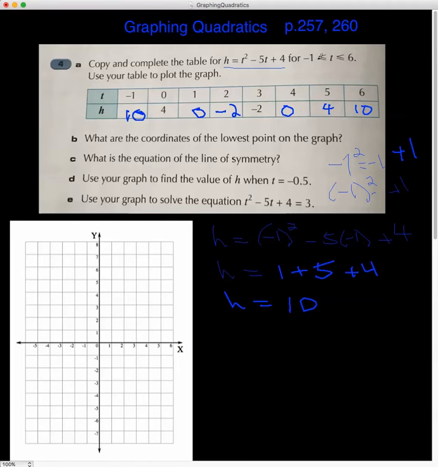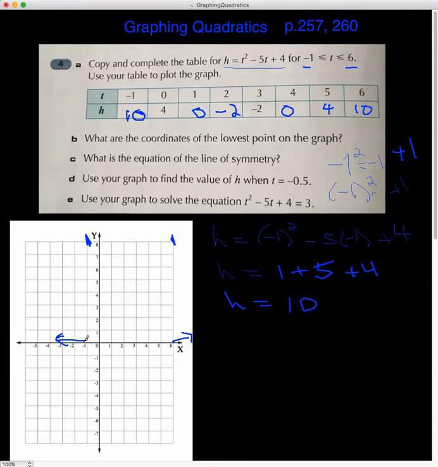So we are supposed to plot in between -1 and 6. So anything past this point here, we don't really care about. For any t that is less than -1, and anything past 6, we don't care about. So our graph should be in between -1 here and 6 somewhere. All right. So now I'm going to start plotting my points.